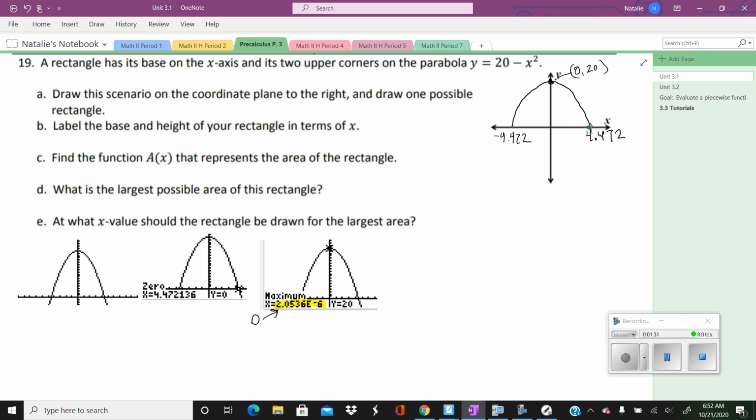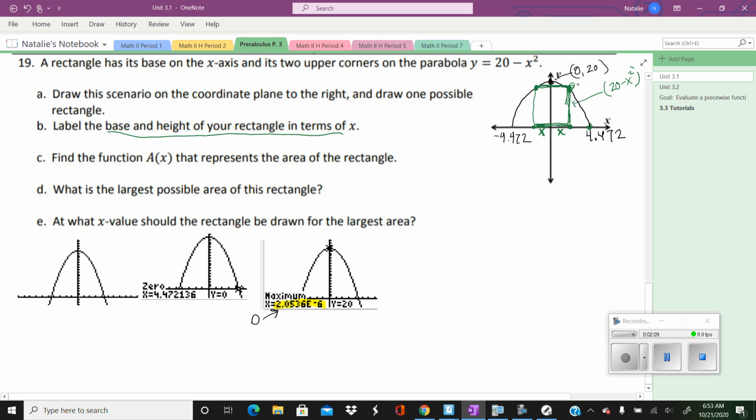They're asking us simply to label our base and height of the rectangle in terms of x. So let's build a rectangle and start to label. Alrighty, so let's take a look at our rectangle. If you look at the green rectangle that's been provided here, the distance in this direction is x. And the distance in this direction is, because it's a distance, it must be positive, so it is also x units. And of course, the output of this function is the value 20 minus x squared. So this ordered pair right here is x comma 20 minus x squared.